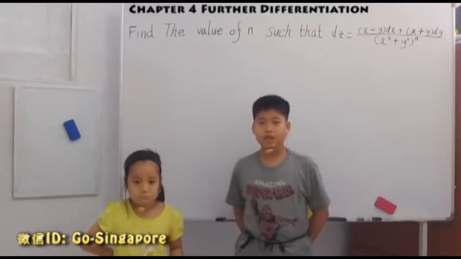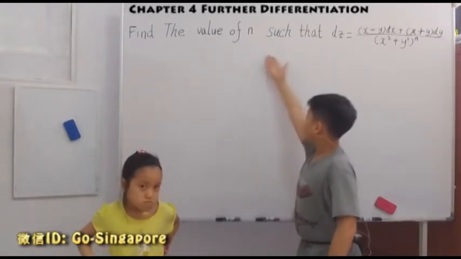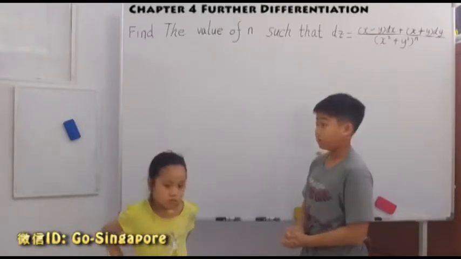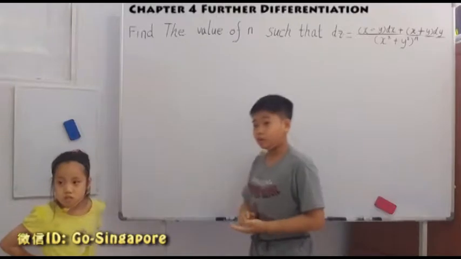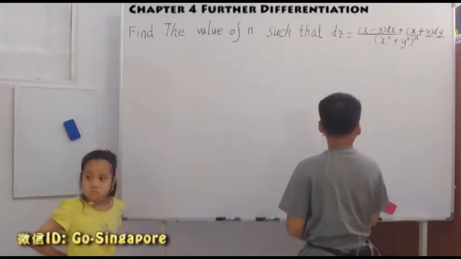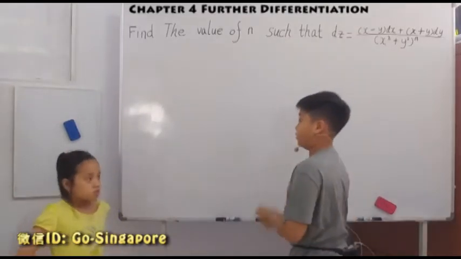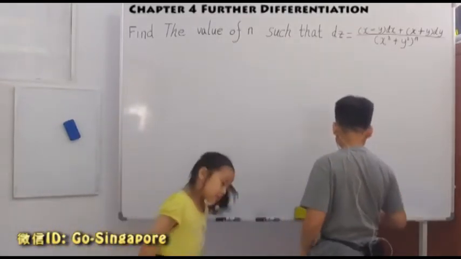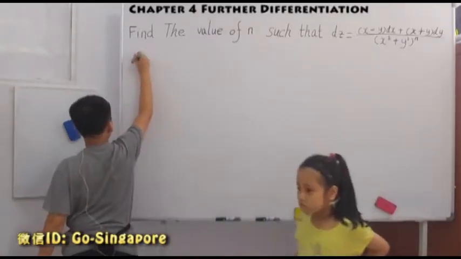We'll go on with calculus. Chapter 4, further differentiation. Did you realize that this question is similar to the question last time? Yes? Okay. This question will find you another constant, n, correct? Yes. Okay. Let's start with this.